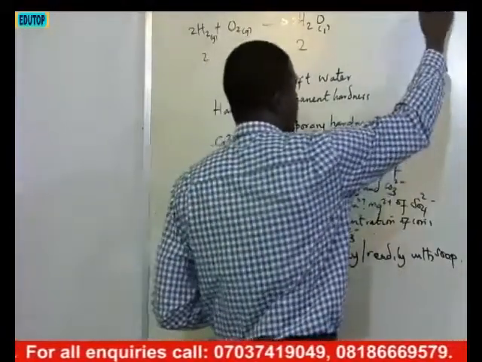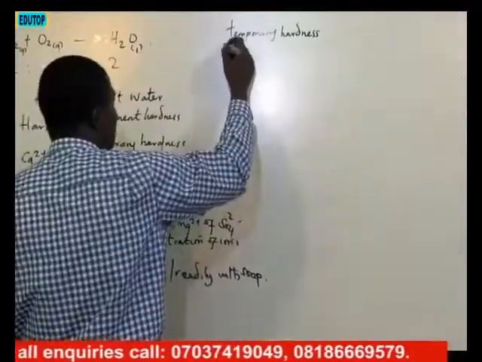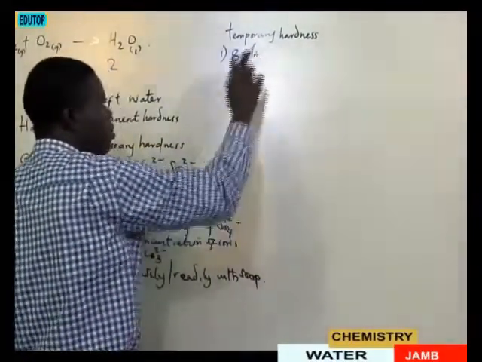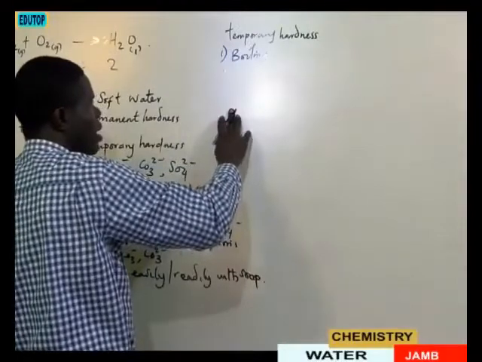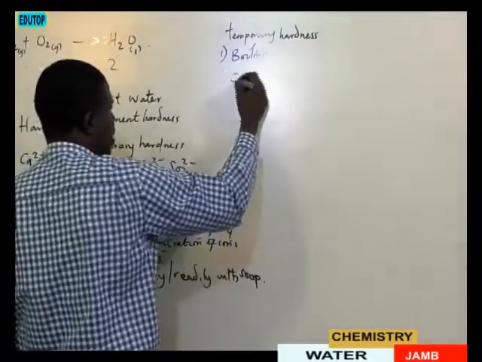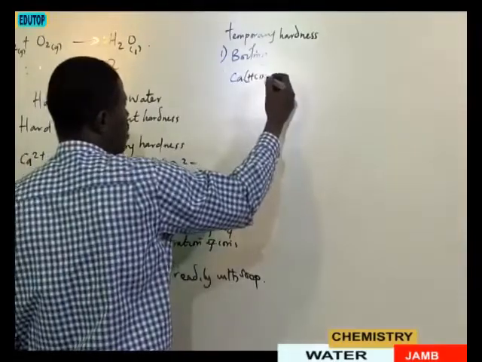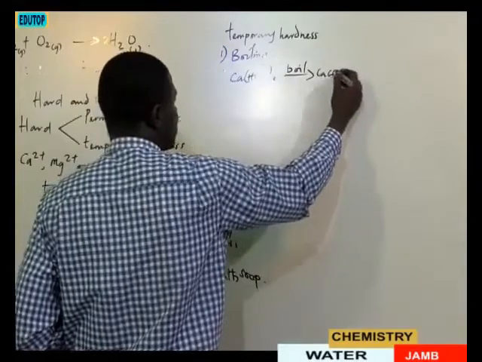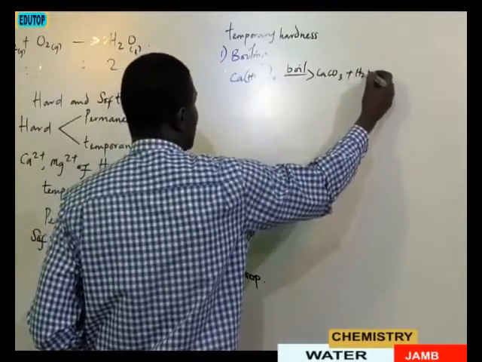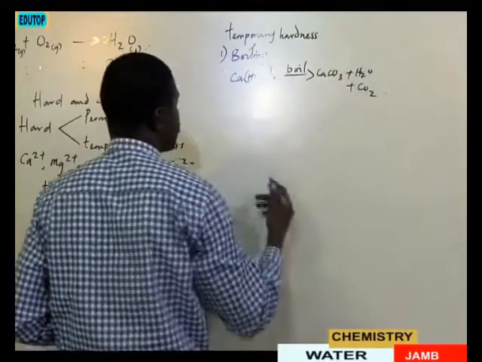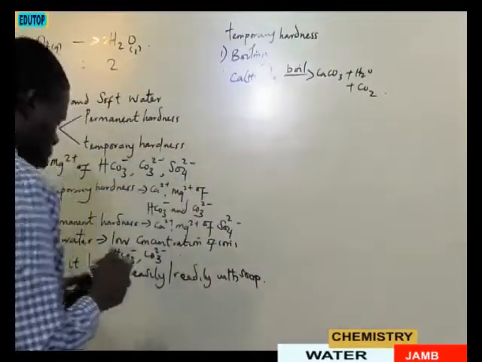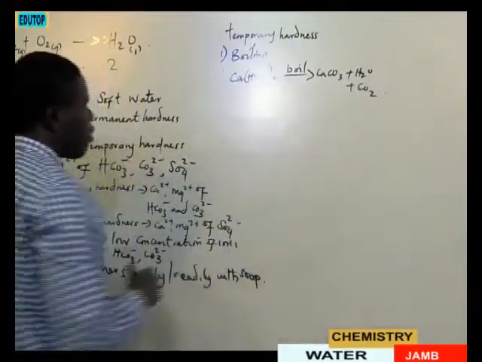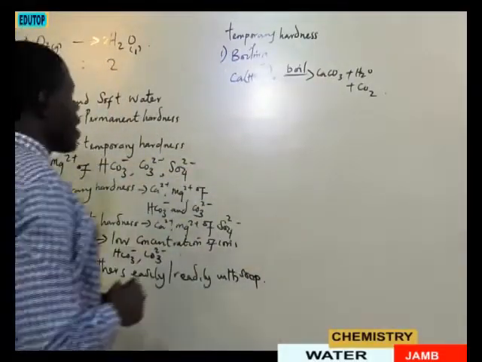In that situation, let's talk about temporary hardness. We can do that by boiling. Because by boiling, you can remove temporary hardness of water. And for temporary hardness, such as what you are having here, by the time we boil this, then we have CaCO3 plus water, then plus CO2. That is one way by which we can remove it, and this one becomes the precipitate that will be filtered off. So that's one way of removing temporary hardness.